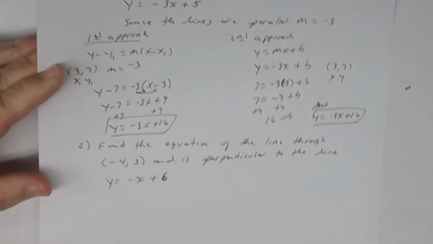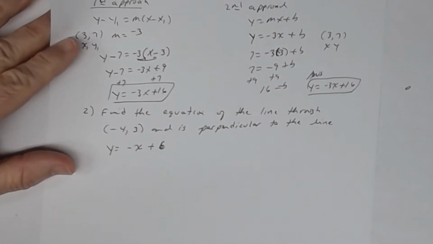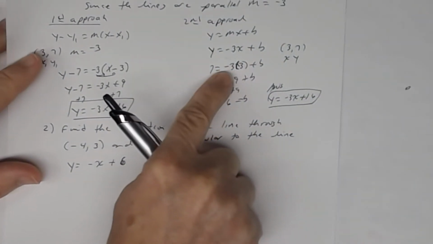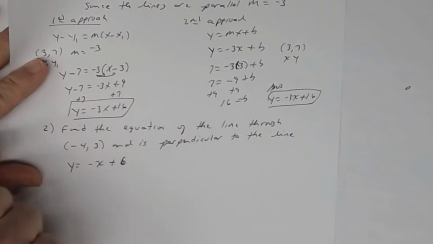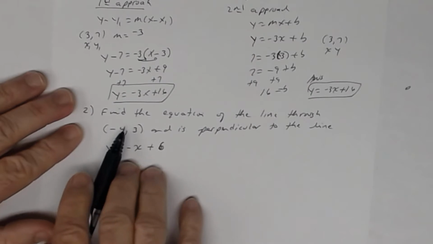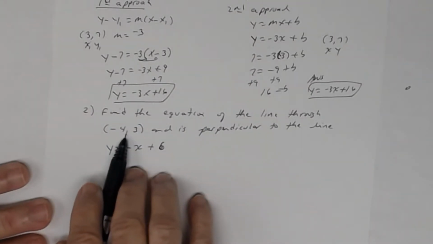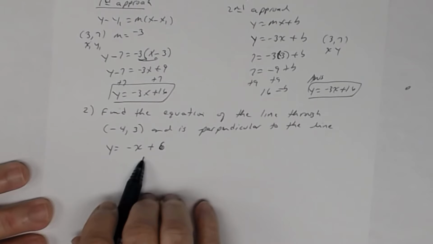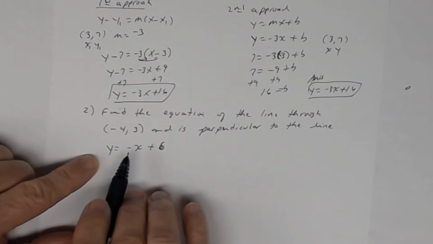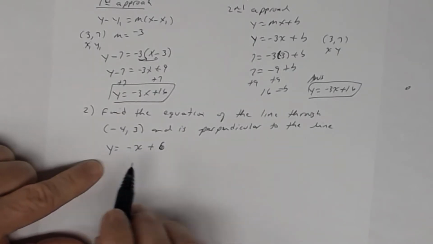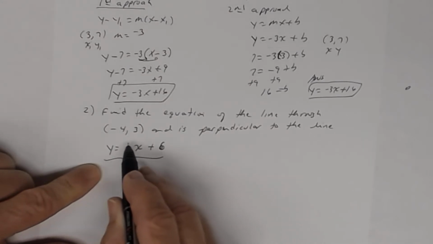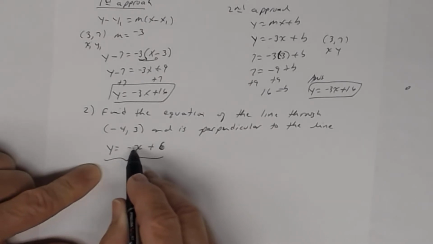Let's look at number 2. Since I don't have much room here, I'm going to use the first approach. So in number 2, I want to find the equation of the line through this point, and it's perpendicular to this line. All right. So these two lines are perpendicular. So remember what that means. That means their slopes are opposite reciprocals of each other. So I have to find the slope of this line right here. Well, it's already in slope-intercept form, so the slope of that line is going to be -1, right?